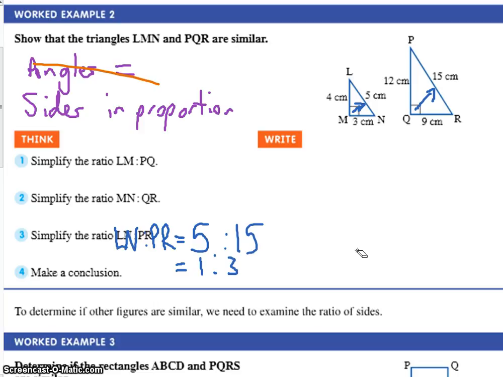Now, it doesn't really matter which one you choose next, but you've got to make sure that you are choosing the corresponding sides. So on this one, I'd have a look and go, right, well, I'm going to go from, pick a side. It doesn't really matter, but as long as you can choose the one that is corresponding to it.